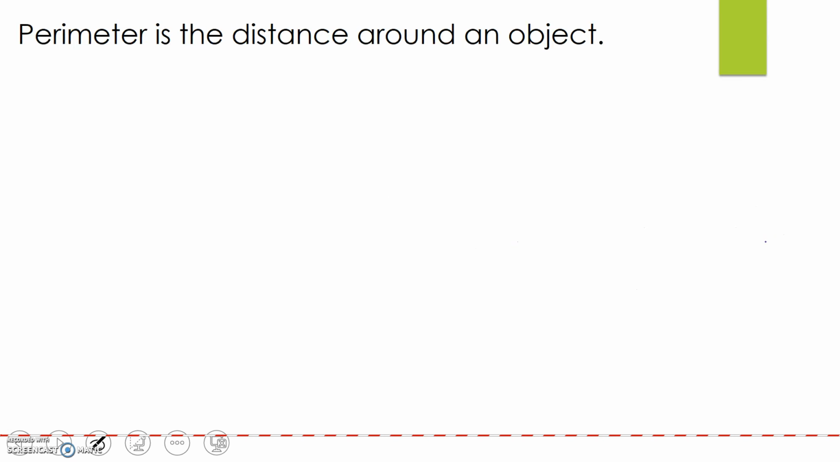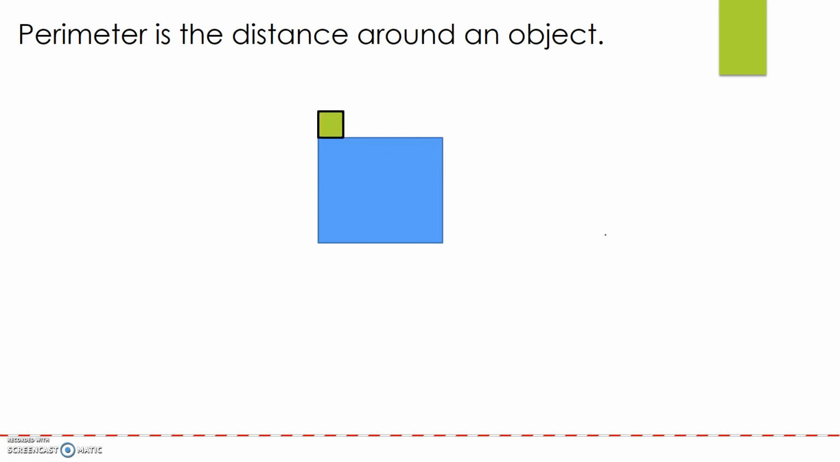Perimeter is the distance around an object. So like if I wanted to put a fence around a yard, I would be trying to find my perimeter. So same rectangle, instead of trying to fill in the inside of my shape, I want to put a fence around my shape. So I'm going to use those same units to figure out my perimeter.